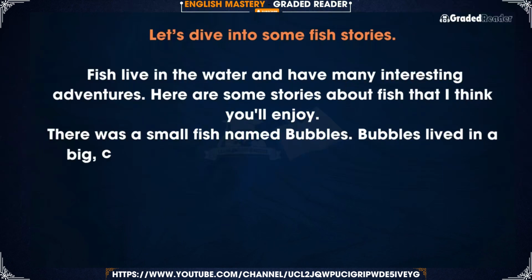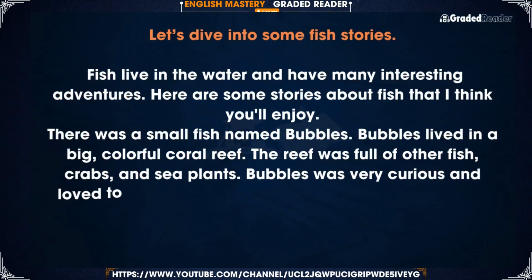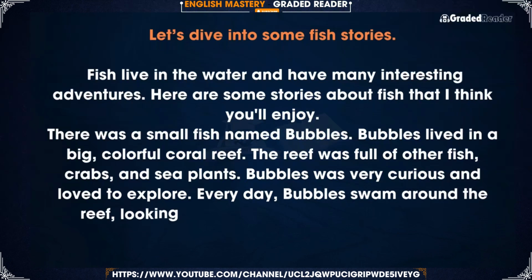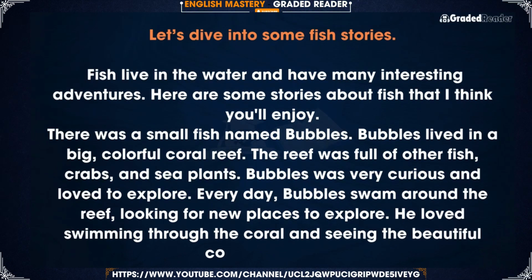Bubbles lived in a big, colorful coral reef. The reef was full of other fish, crabs, and sea plants. Bubbles was very curious and loved to explore. Every day, Bubbles swam around the reef, looking for new places to explore. He loved swimming through the coral and seeing the beautiful colors of the sea.